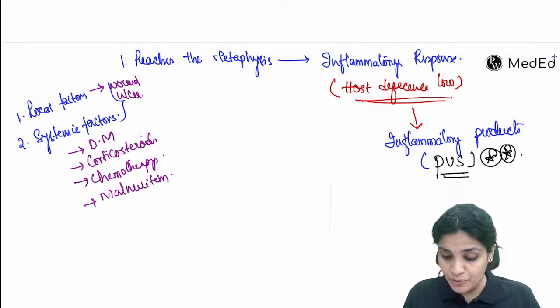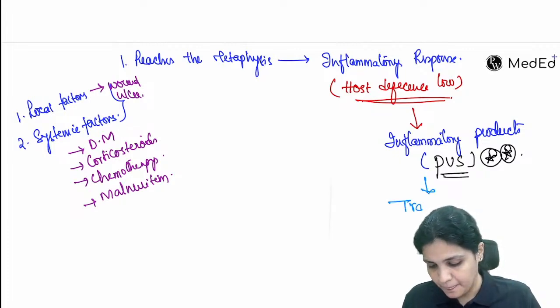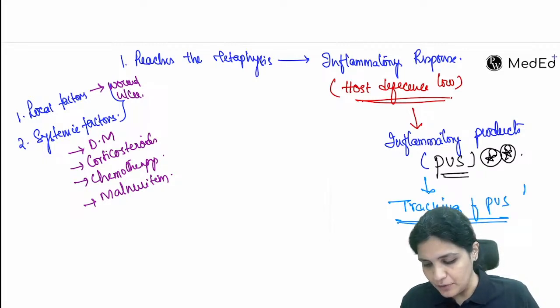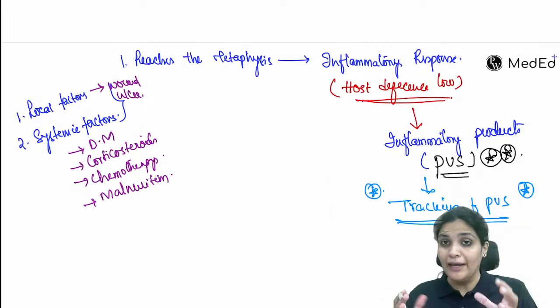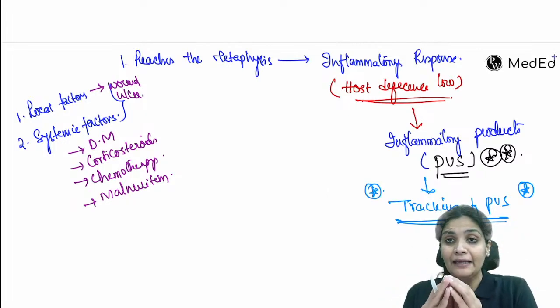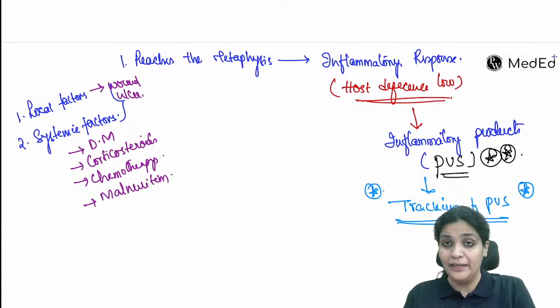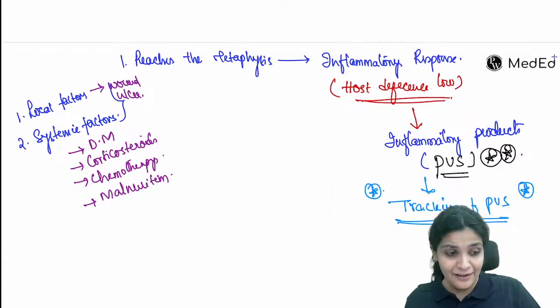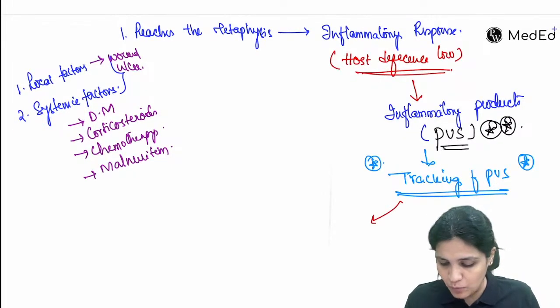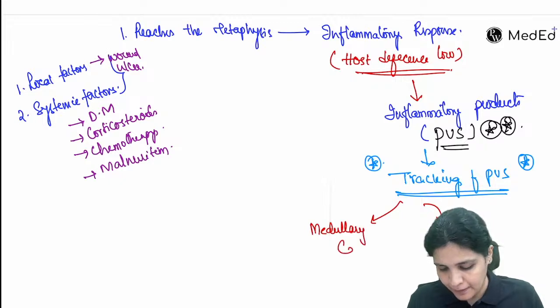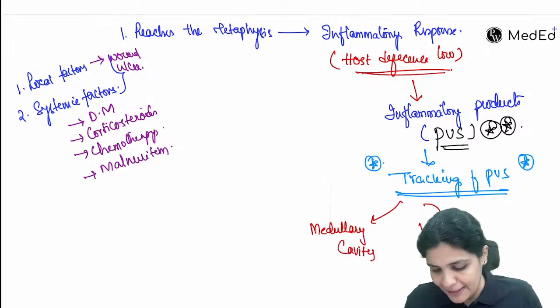And now you have to track this pus. So you can know the tracking of pus. So again, it is depending upon the host defense mechanism. Once the host defense mechanism is strong, it will maintain the pus at that area only. But if the defense mechanism is weak, what will happen? Now there are routes for it, so it might go anywhere it wants, right? So it may trickle down the medullary cavity, or it may enter the Volkmann's canal.